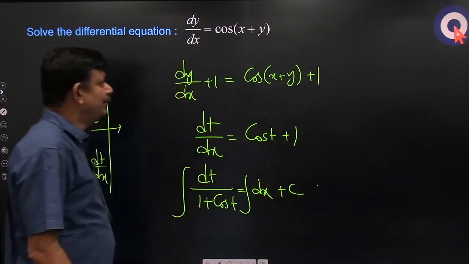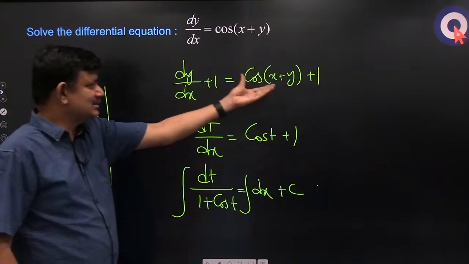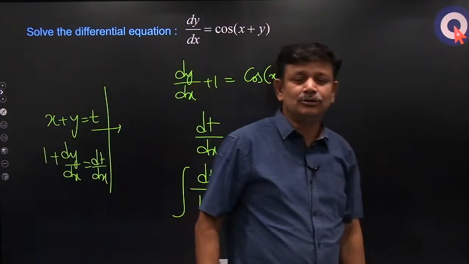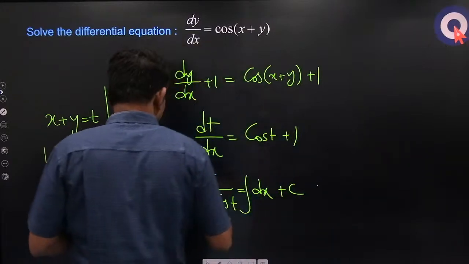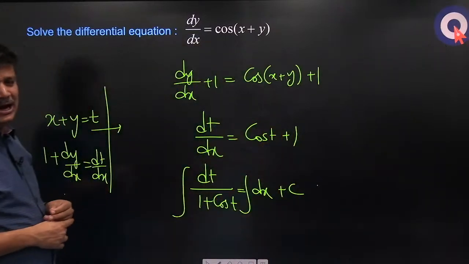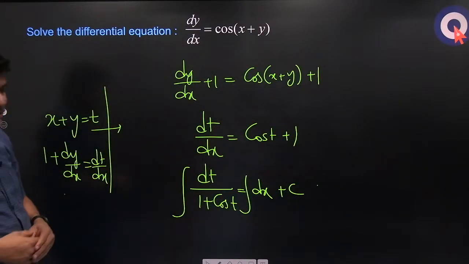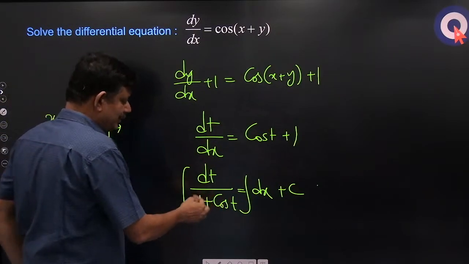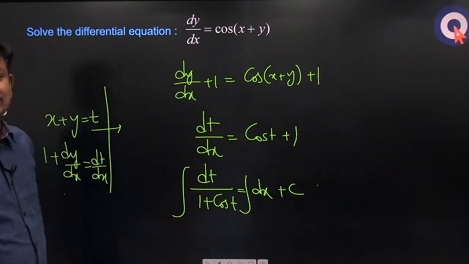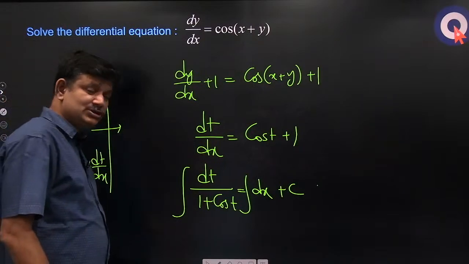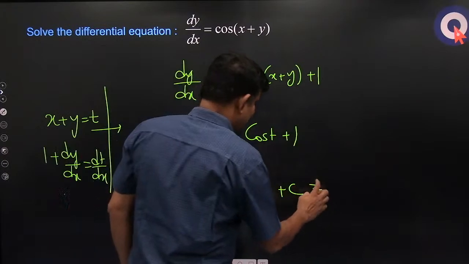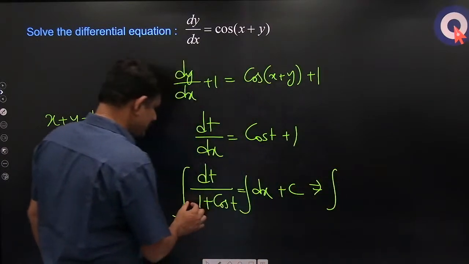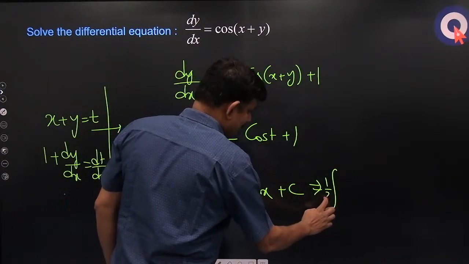प्लस सी आ गया. पहले वेरिएबल सेपरेबल नहीं था, x y एक साथ जुड़े थे, तो इसको कैसे वेरिएबल सेपरेबल किया? बाय अज्यूमिंग x plus y is equal to t. This became variable separable in terms of t. आंसर आने के बाद फिर t की जगह x plus y लगा दो. So 1 plus cos t, ये इंटीग्रल कैसे करते हैं? 1 plus cos t को लिखना पड़ता है 2 cos square t by 2. So this will become integral. नीचे 2 है तो 1 by 2 आ जाएगा बाहर.